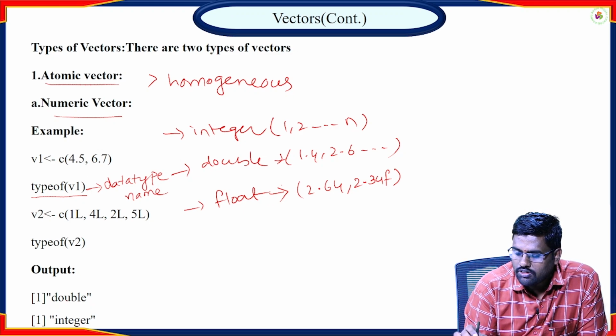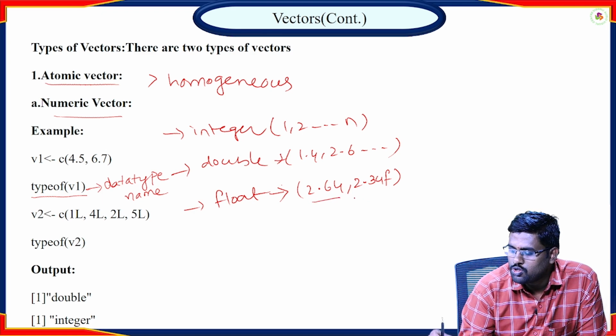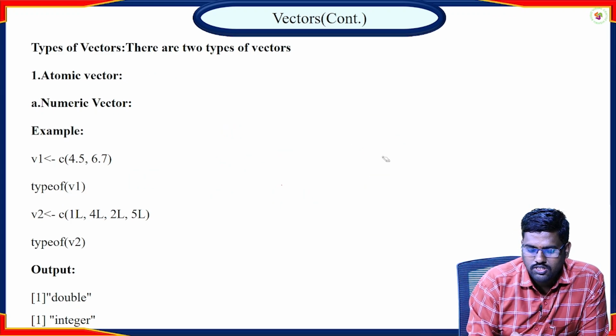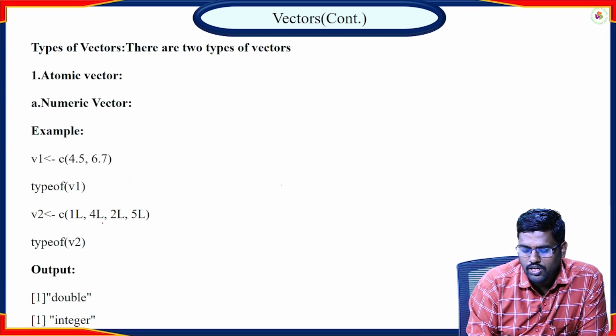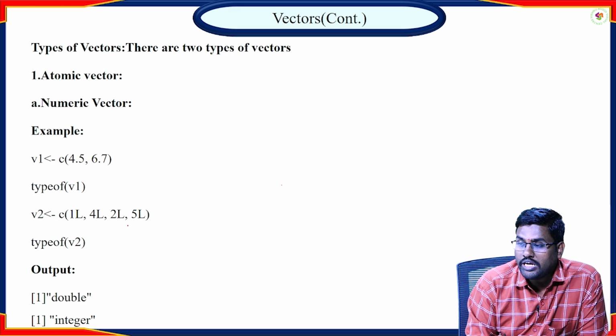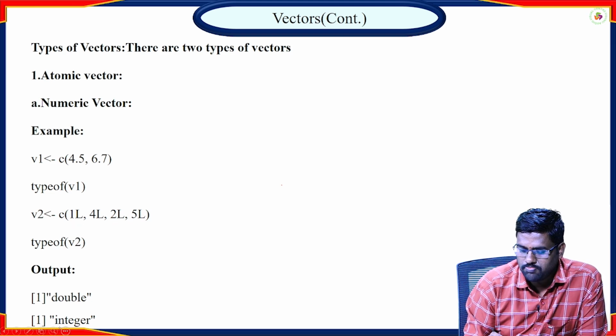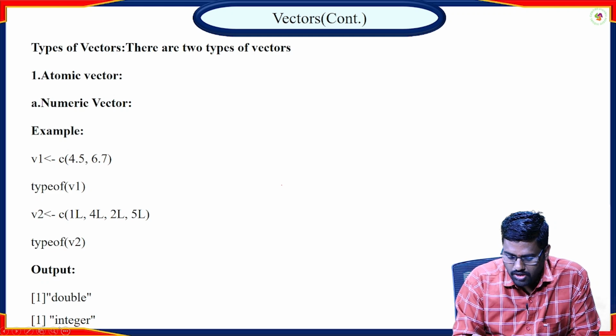In case you have to represent values belonging to float, you have to write like this, 2.64 or otherwise 2.34f. If you represent values like this, they belong to float. Now the second vector contains 1L, 4L, 2L and 5L. These all belong to integers. If a value belongs to integer, we need to represent it like 8L. So 1L, 4L, 2L, 5L means these all belong to integer. Like this the numeric vector will be displayed.